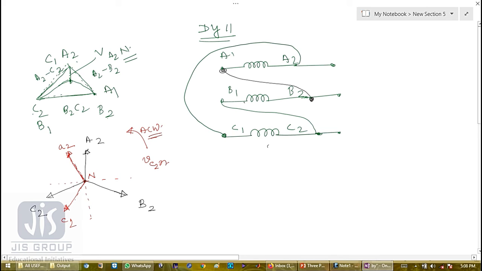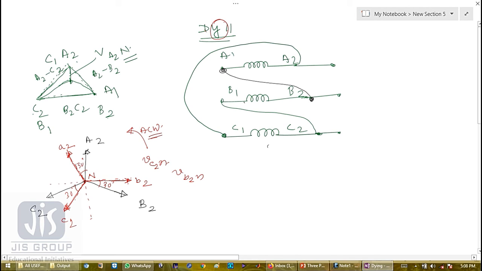And this is B2. So in a similar way, somewhere we have to draw the 30 degree position. Suppose this is my 30 degree position. So this is my B2N. So this is my B2. So this is the equivalent star connection of the low voltage side A2, C2, B2. This is 30 degree lead, 30 degree lead, 30 degree lead.